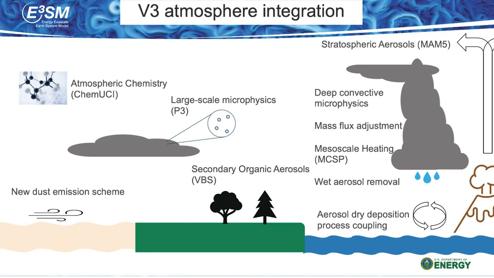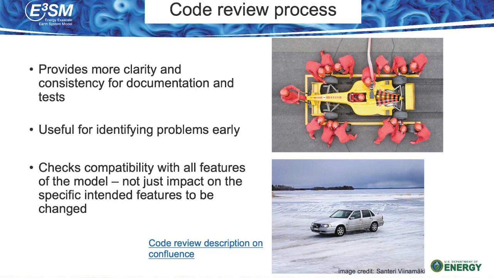The code review process, we all agreed, provides more clarity and consistency when it comes to documentation and what type of tests we need to run. Of course, there's more room for specificity when it comes to what we actually need to run, and I'll try to touch on those later. It was also useful for identifying problems early, for example, these bit for bit issues that were in some of the code that we were pushing. We still made mistakes, but it caught most of them before we actually started pushing things into master.